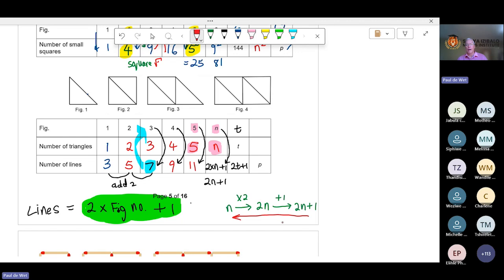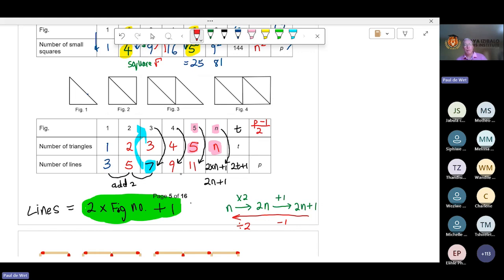You minus 1. Okay. And how do you undo timesing by 2? You divide by 2. Okay. So let's have a look. P minus 1 divide by 2. I want you to test that, guys.